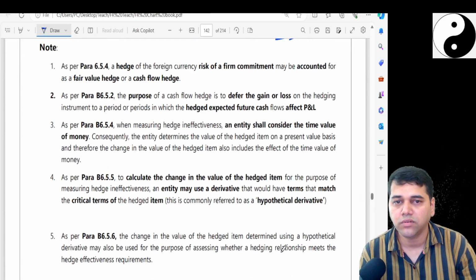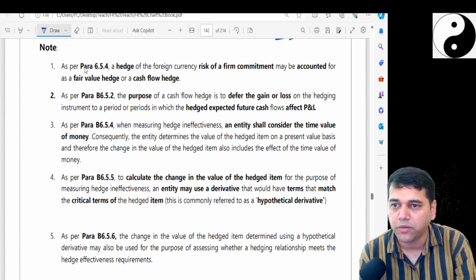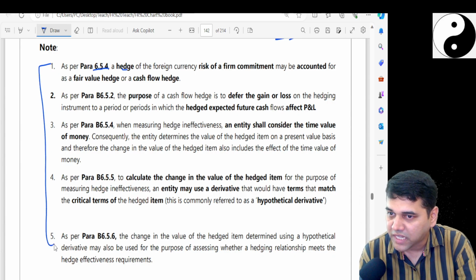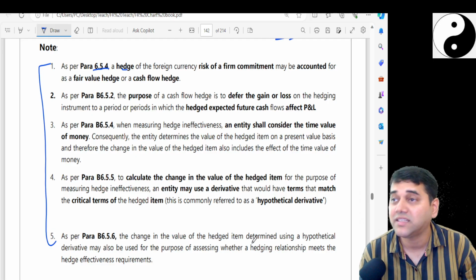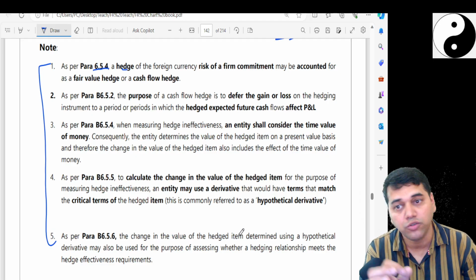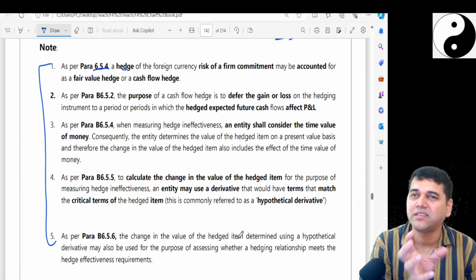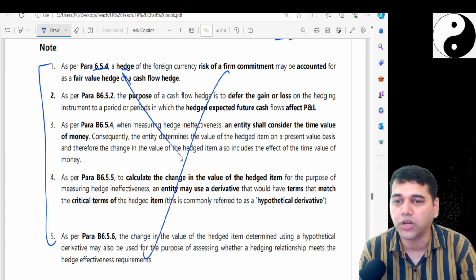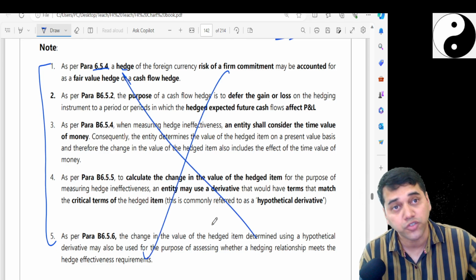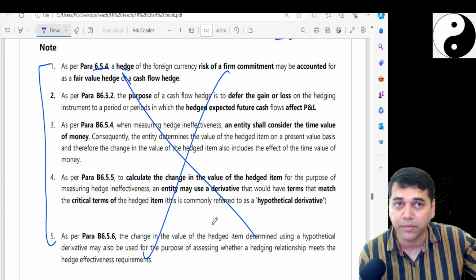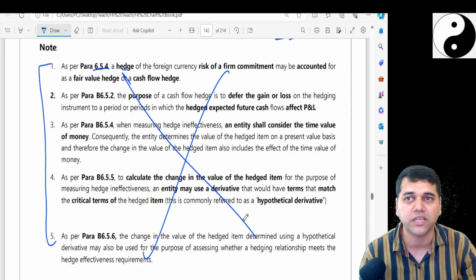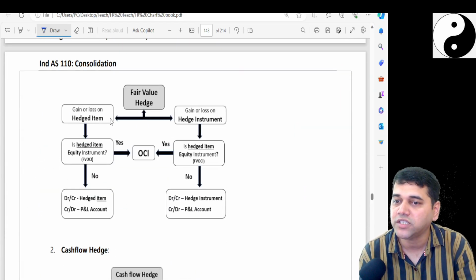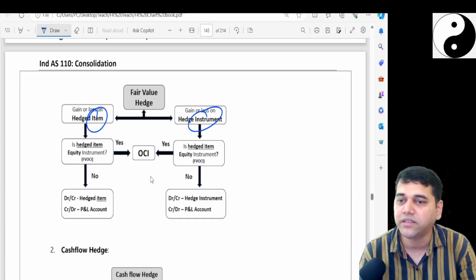I have given some information, para 6.5.4 on hedge, so that you can understand the study material MTP question properly, because there is some vagueness in that question. Otherwise it is not required, so don't bother about this at this point of time. When you solve the MTP question, you can check this if you want, but it is not a priority.